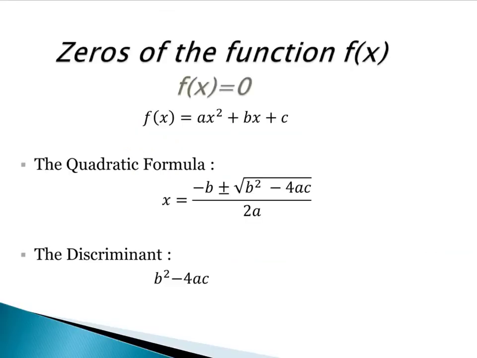Okay, let's have a quadratic function f of x equals ax squared plus bx plus c. In order to find zeros of the function, we set up f of x equals 0. That means ax squared plus bx plus c equals 0. Then the solution for this equation is the quadratic formula x equals negative b plus minus square root of b squared minus 4ac over 2a. I want to talk a little bit about this part, b squared minus 4ac, the discriminant.